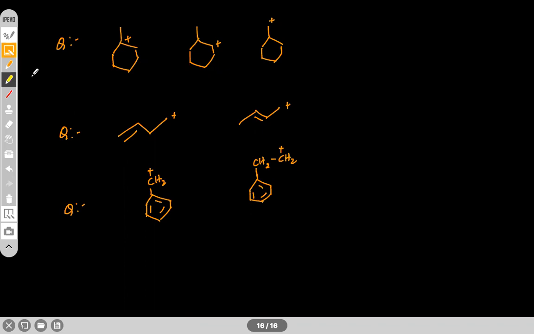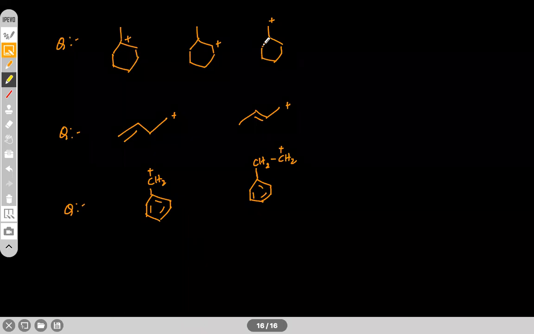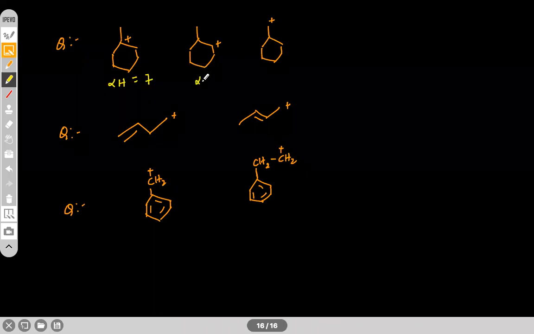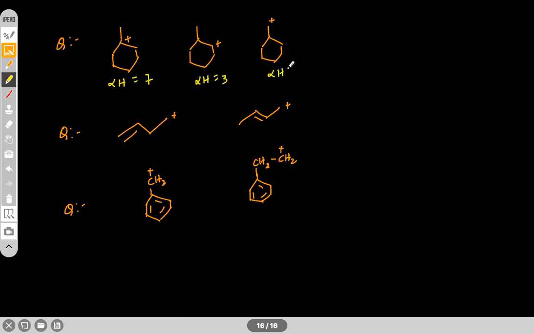Okay. First of all, what effect is possible here, here, and here? Do we have I effect possible? We have plus I and we have plus H, no resonance, correct? But we'll compare plus H. How many alpha hydrogens do we have here? 3 plus 2 plus 2, 7. Number of alpha hydrogens here, 1 plus 2, 3. Number of alpha hydrogens here, that is 1. Only 1 over here, right? Hence, the order of stability is this.